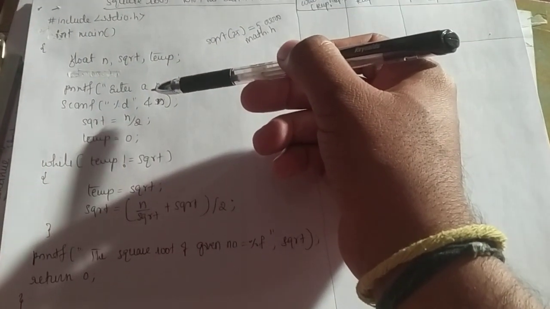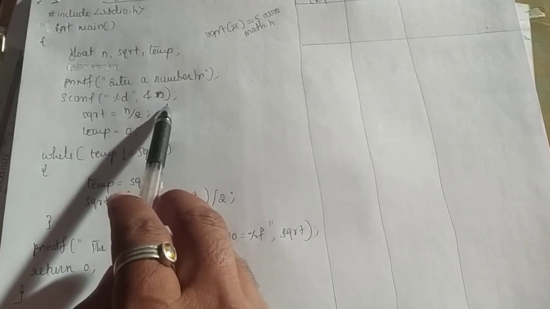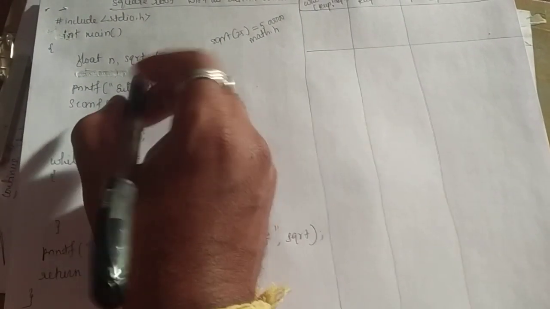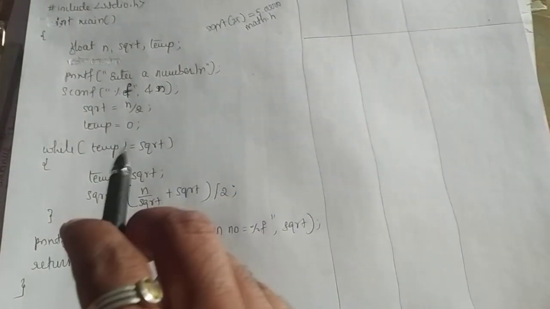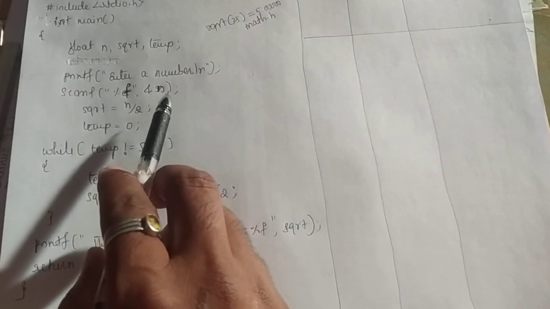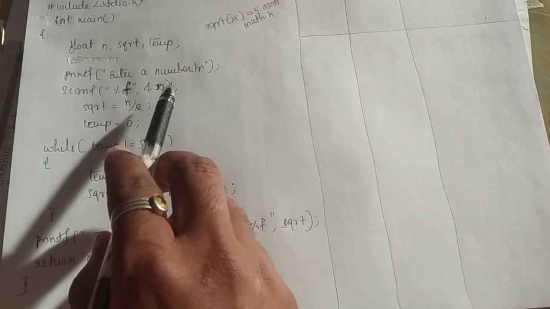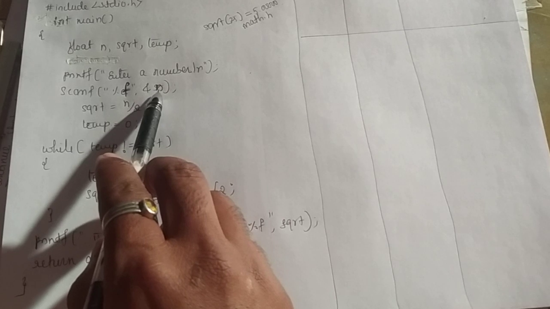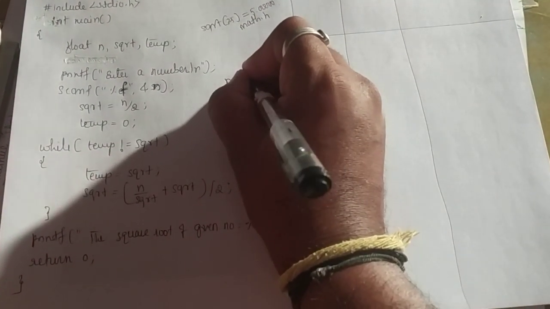Then you take one number: printf, enter a number, scanf, %d, n. Sorry, it is not %d, it should be %f because it is floating point. So %f, &n. When this scanf statement executes, you can enter one value through the keyboard, and it is stored in n. Here I am taking the n value as 9.